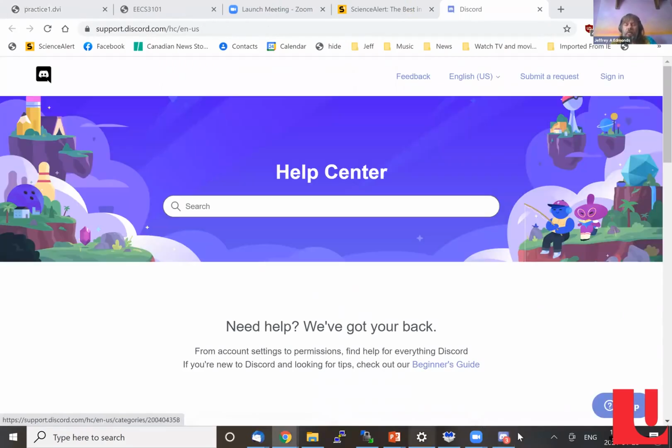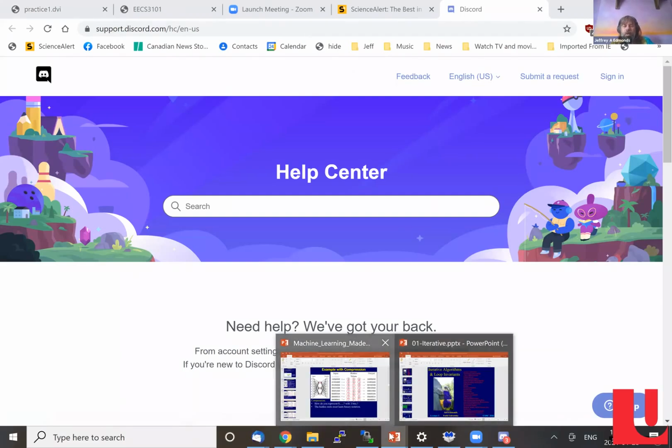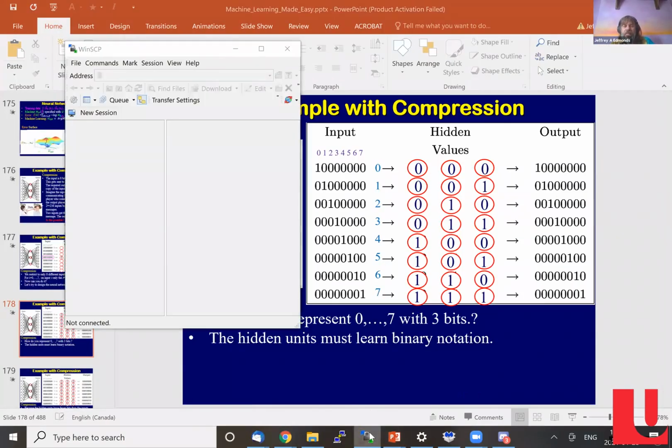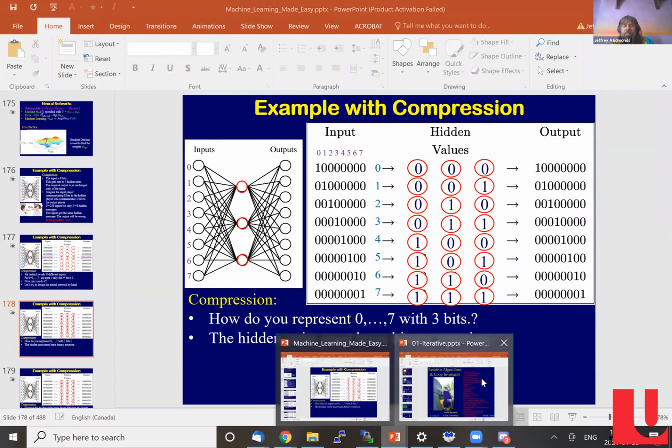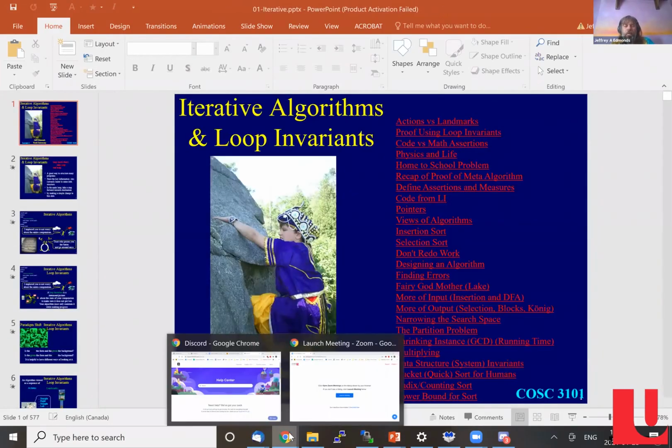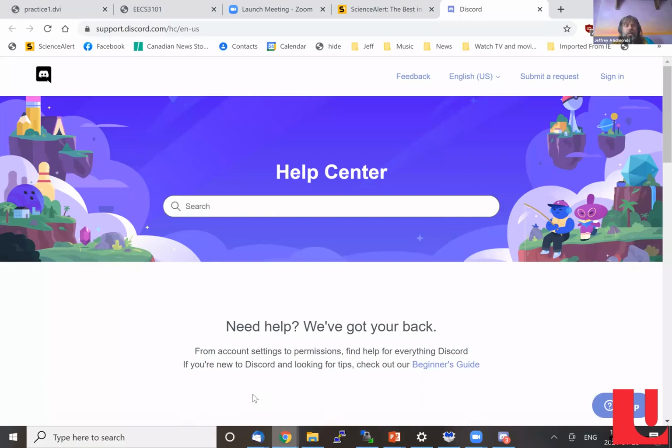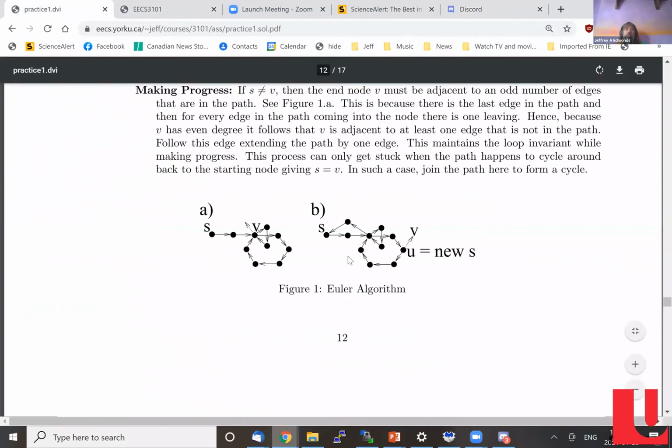So let's go back to what we're doing here. Nope, not that. That is machine learning. No, what are we doing? Oh, we're doing. Here we are. All right.